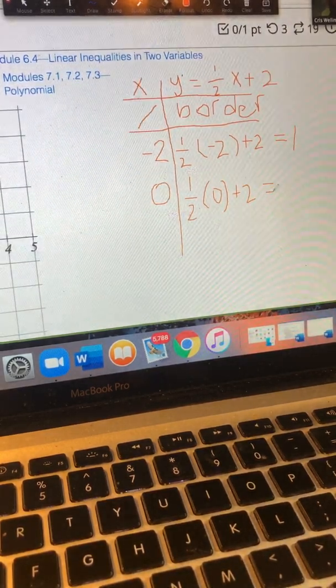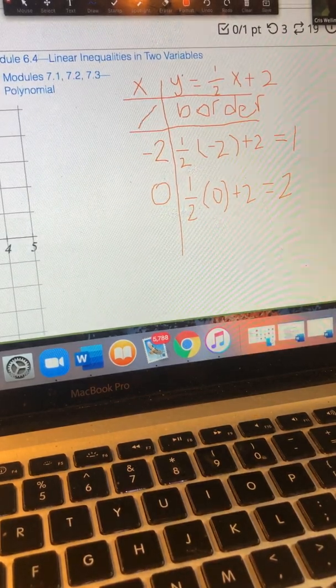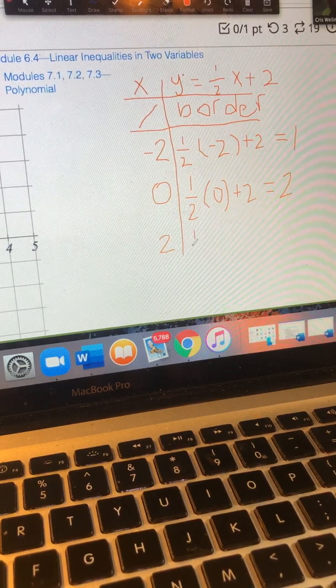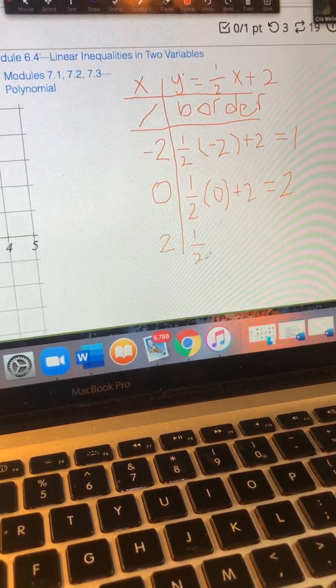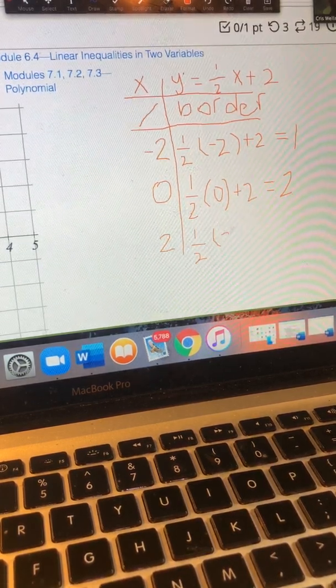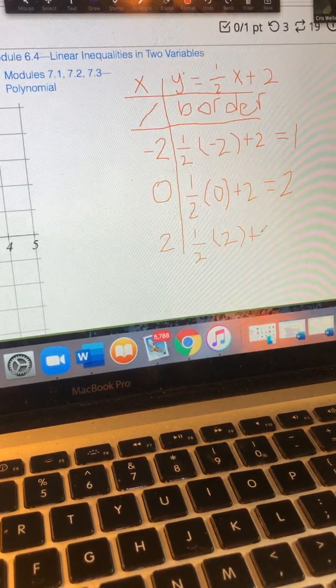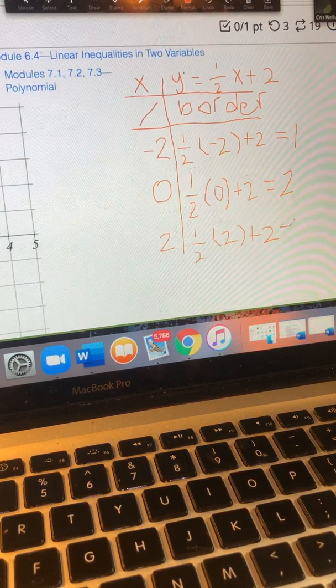All right, and then let's pick 2 again. So 1/2 of 2 plus 2, put that in your calculator, you're going to get 3, right? And this is not hard to do, all right?